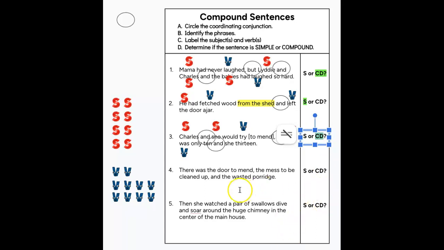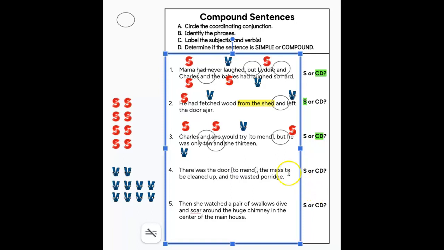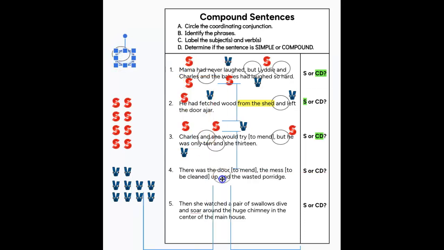Number 4. There was the door to mend, the mess to be cleaned up, and the wasted porridge. So I see an infinitive here, to mend, like is to sew or to fix, so that's an action. And to be is a verb, but to clean, to be cleaned, so that's another infinitive. I don't see any prepositional phrases, so I'm going to go search for a conjunction, and I see one here. Actually, I know I'm going to need that later, so I copied another one. All right, and with a comma tells me that this could be compound.